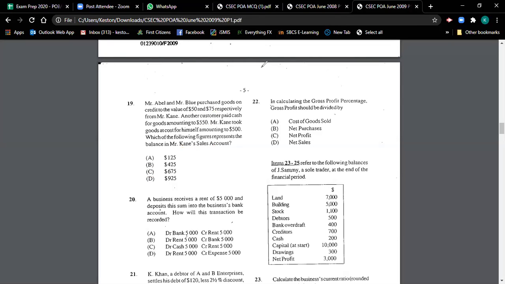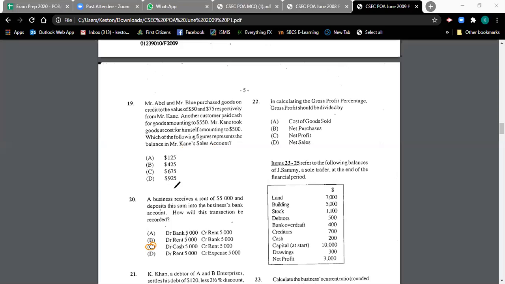20. A business receives a rent of 5,000 and deposits this sum into the business's bank account. How will this transaction be recorded? It's receiving money, right? Yep. Debit cash, credit rent. You had it right the first time. This was the previous answer. Next we are wrong, Shania. It receives the rent. So we had to debit the cash.